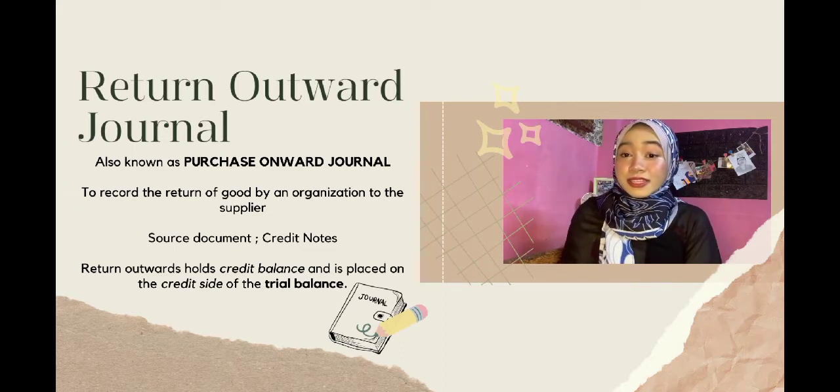And same as the returns inward, the source document for the returns outward is the credit note. Returns outward holds a credit balance and is placed on the credit side of the trial balance.